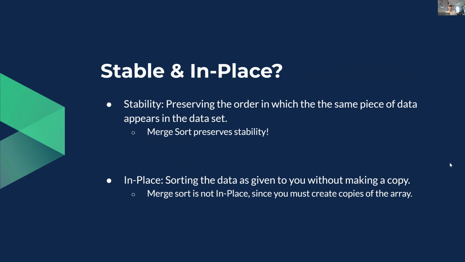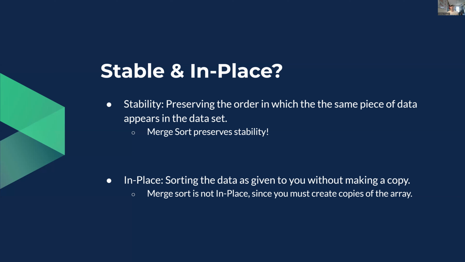So what about stable and in place? Stability is preserving the order in which the same piece of data appears in the data set. I have an example of this later. If you have a whole bunch of numbers and a 6 appears somewhere, and then another 6 appears a little later on, when we sort the data set, the first 6 that was given to us gets put first, and then the second 6 gets put second. The second 6 doesn't go before the first one. By the fundamental method of how merge sort works, it always preserves stability, because you break it down into individual pieces and then plug it back in and build it up together.